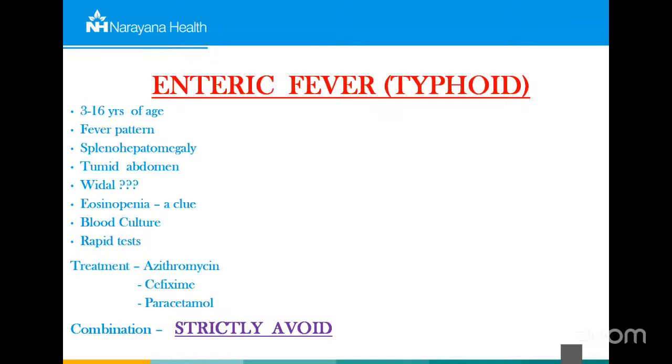At 3 to 16 years, the fever pattern is usually very erratic and very high. There are no fever-free periods. Splenohepatomegaly, where the spleen is usually more enlarged, and a tumid abdomen, like a distended kind of abdomen.